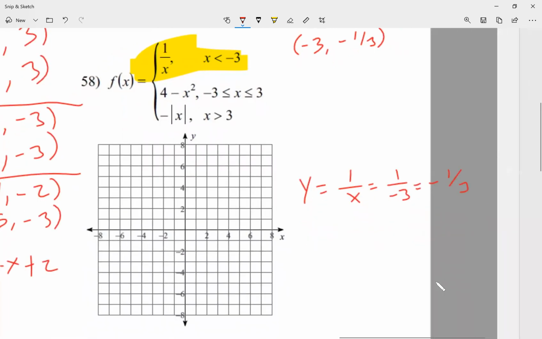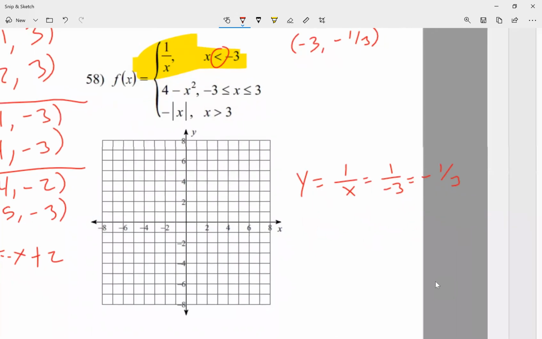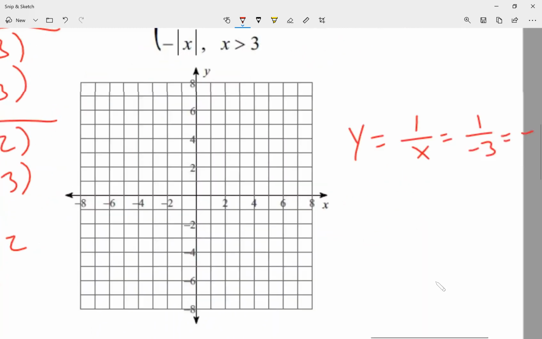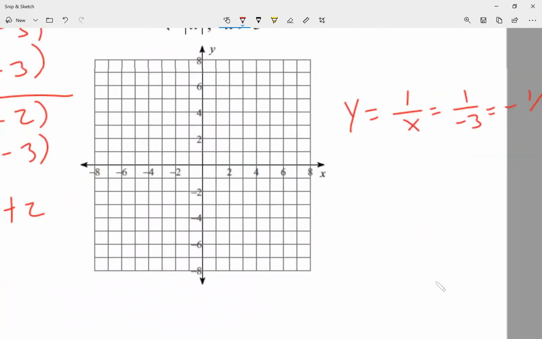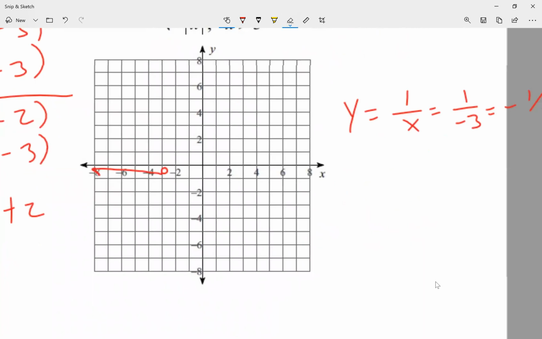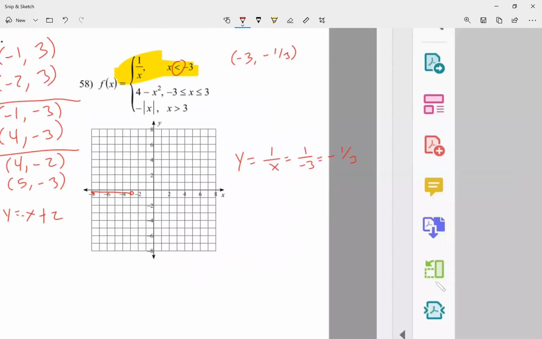Based on the inequality sign, it's an open circle. So -3, -1/3. Okay, let me zoom in really close in here. -3, -1/3 is about there. It's trying to approach the x-axis, so something like that. Okay, so that was the first piece. Remember, we call this piecewise.